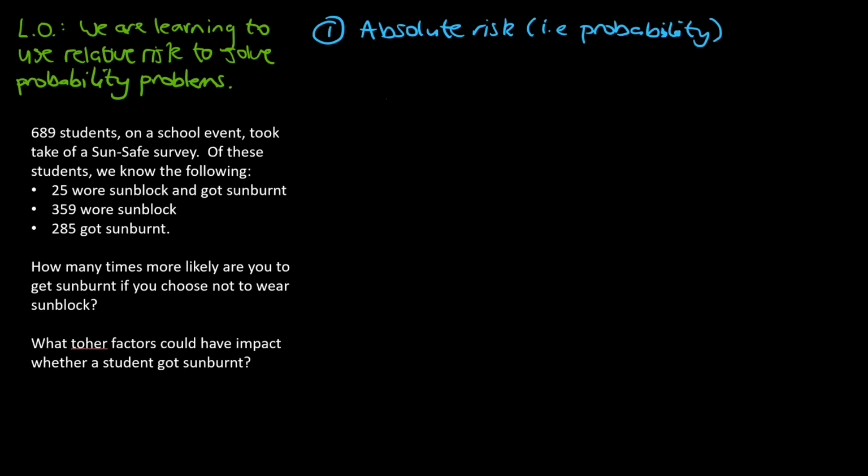689 students on a school event took a sunsafe survey. Of these students, we know the following: 25 wore sunblock and got sunburnt, 359 wore sunblock, and 285 got sunburnt. And the questions are, how many times more likely are you to get sunburnt if you chose not to wear sunblock? And what other factors could have impacted whether or not a student got sunburnt? And obviously that's the wrong spelling of other.